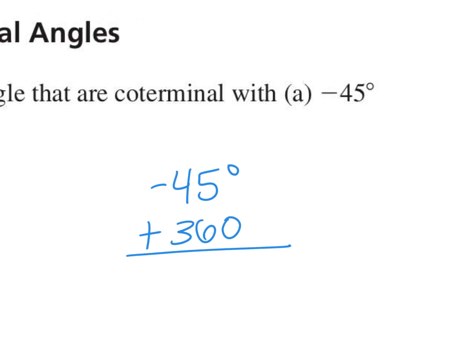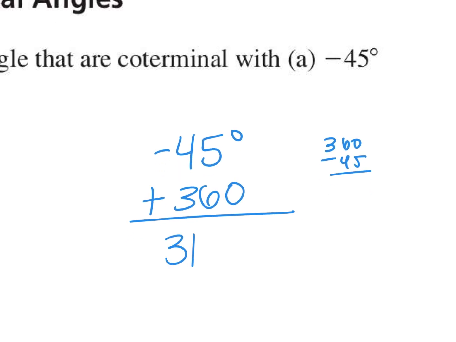It's the same as saying 360 minus 45, right? It's 315. What kind of an angle is 315? Is that positive or negative? Positive. So there is your positive coterminal. Perfect. Now, how would I get a negative coterminal angle with 45?